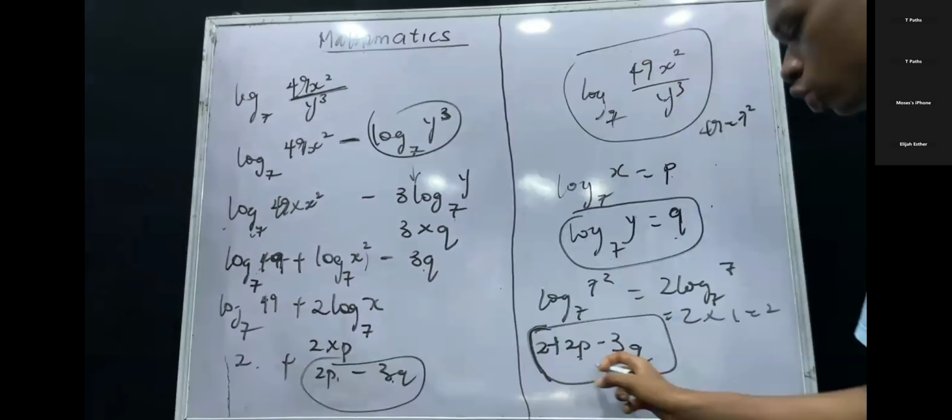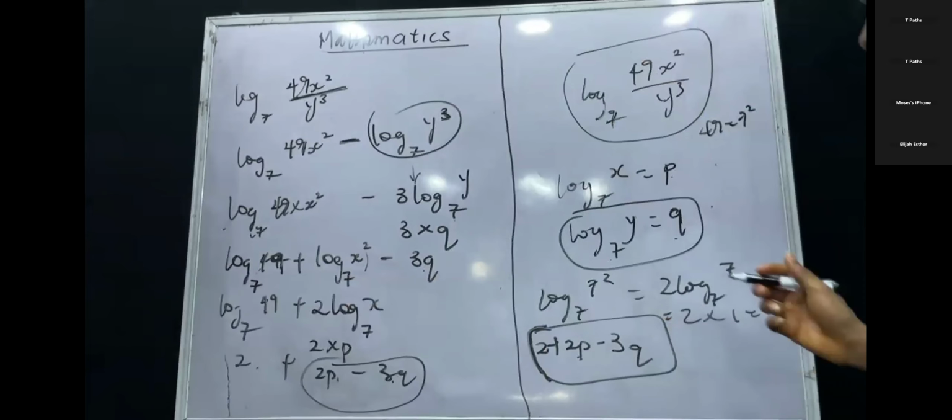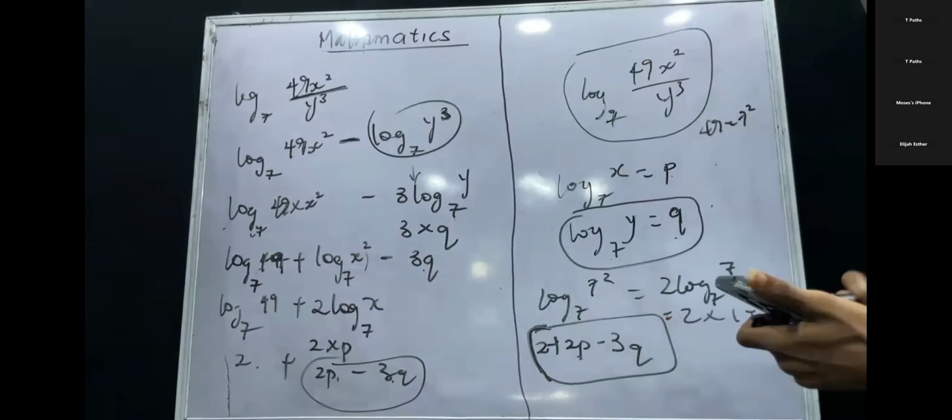So you simplify first, you use your rules, and you get your answers. So if you have questions, you can ask. Something is unclear, we'll move to the next question.